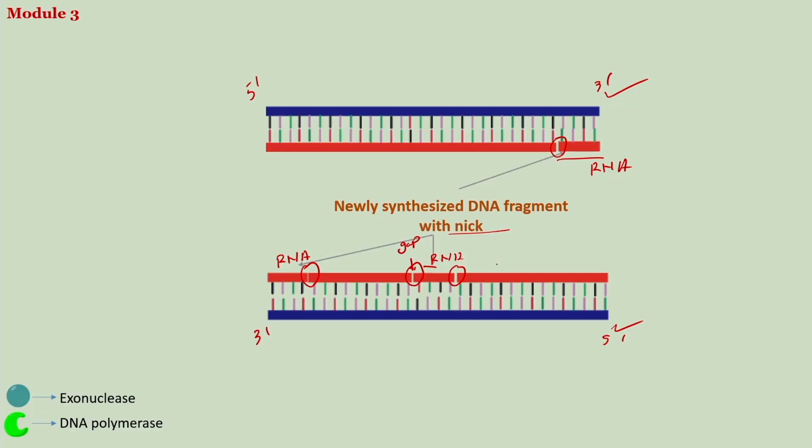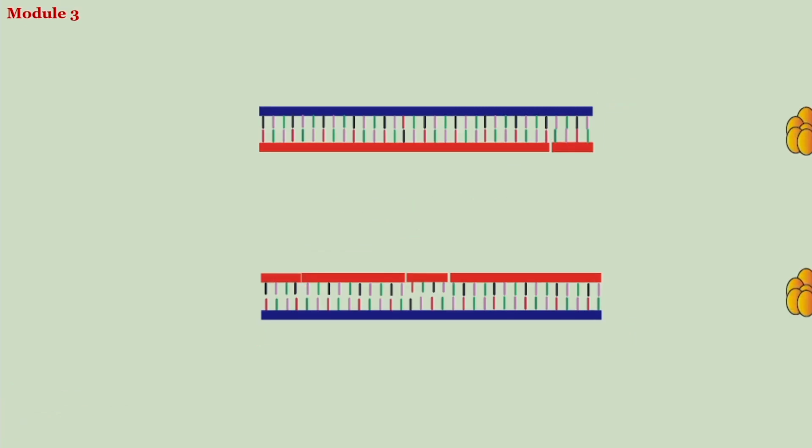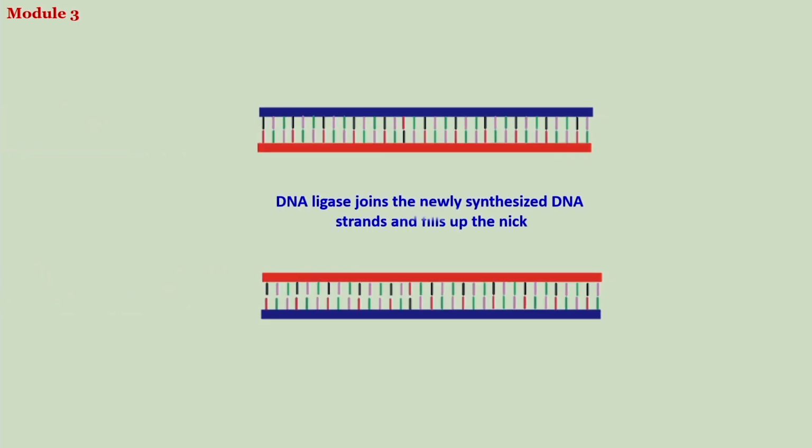So these are the nicks. This is the enzyme ligase. DNA ligase is the enzyme that actually joins the newly synthesized DNA strands and fills up the nick. Now you have the newly synthesized DNA. So now you have two complete sequences of genes in the newly generated cells.